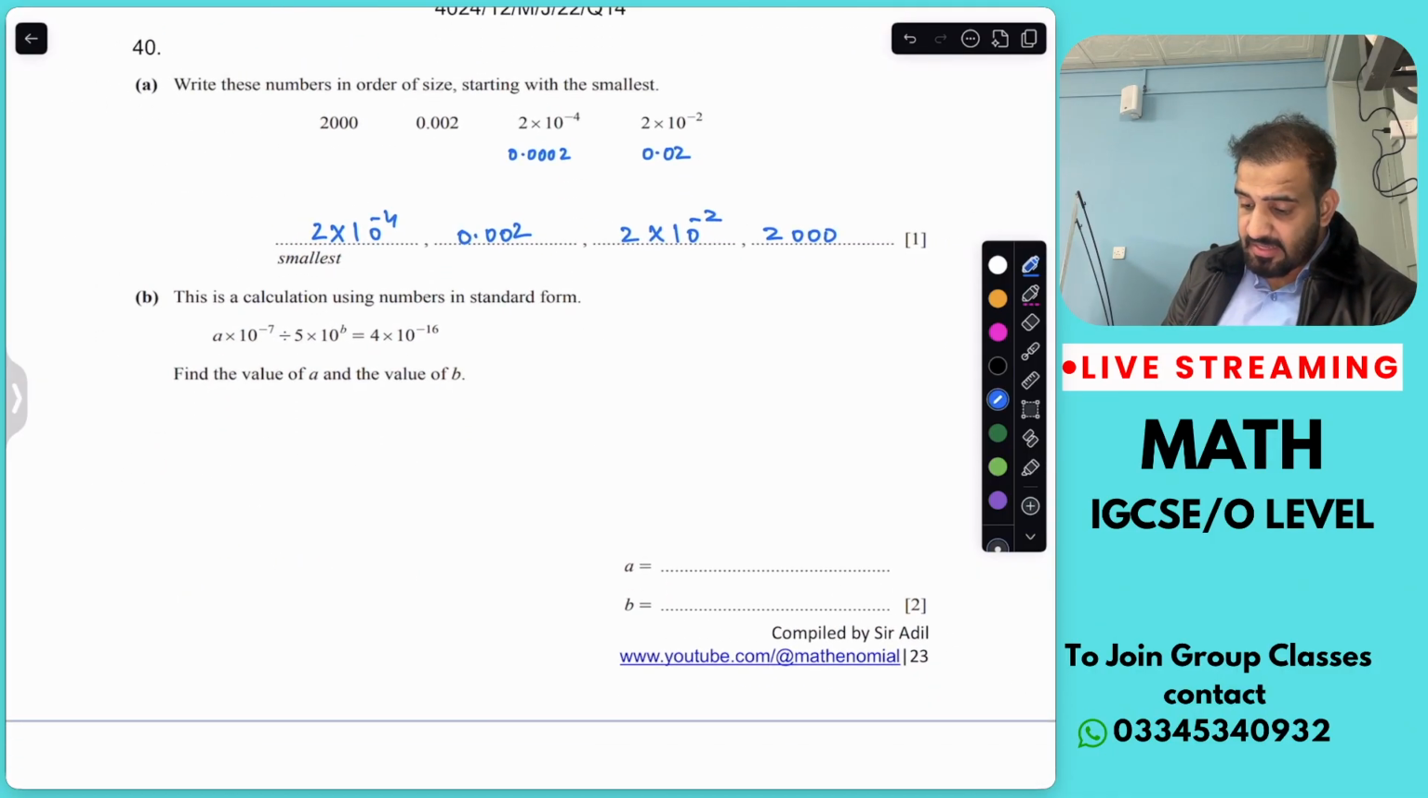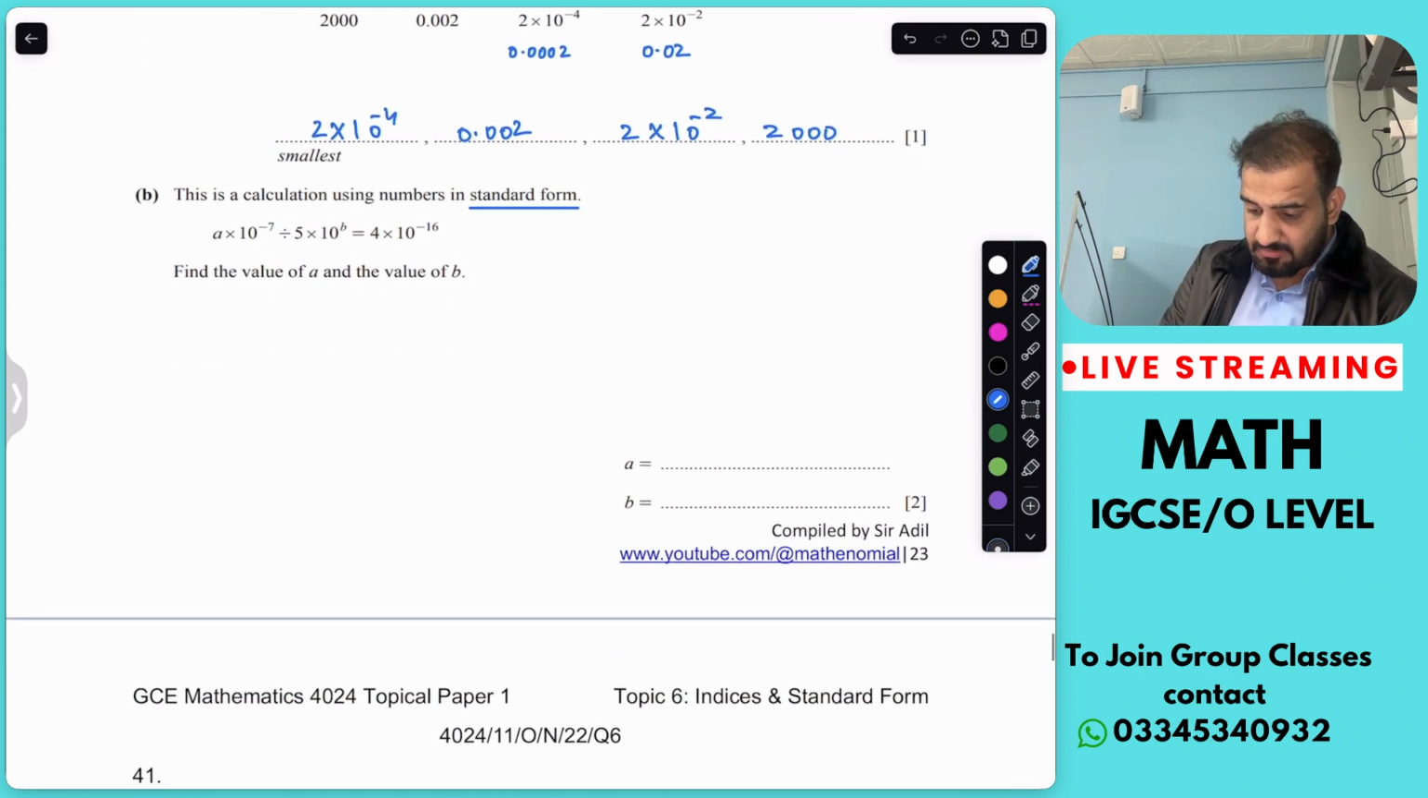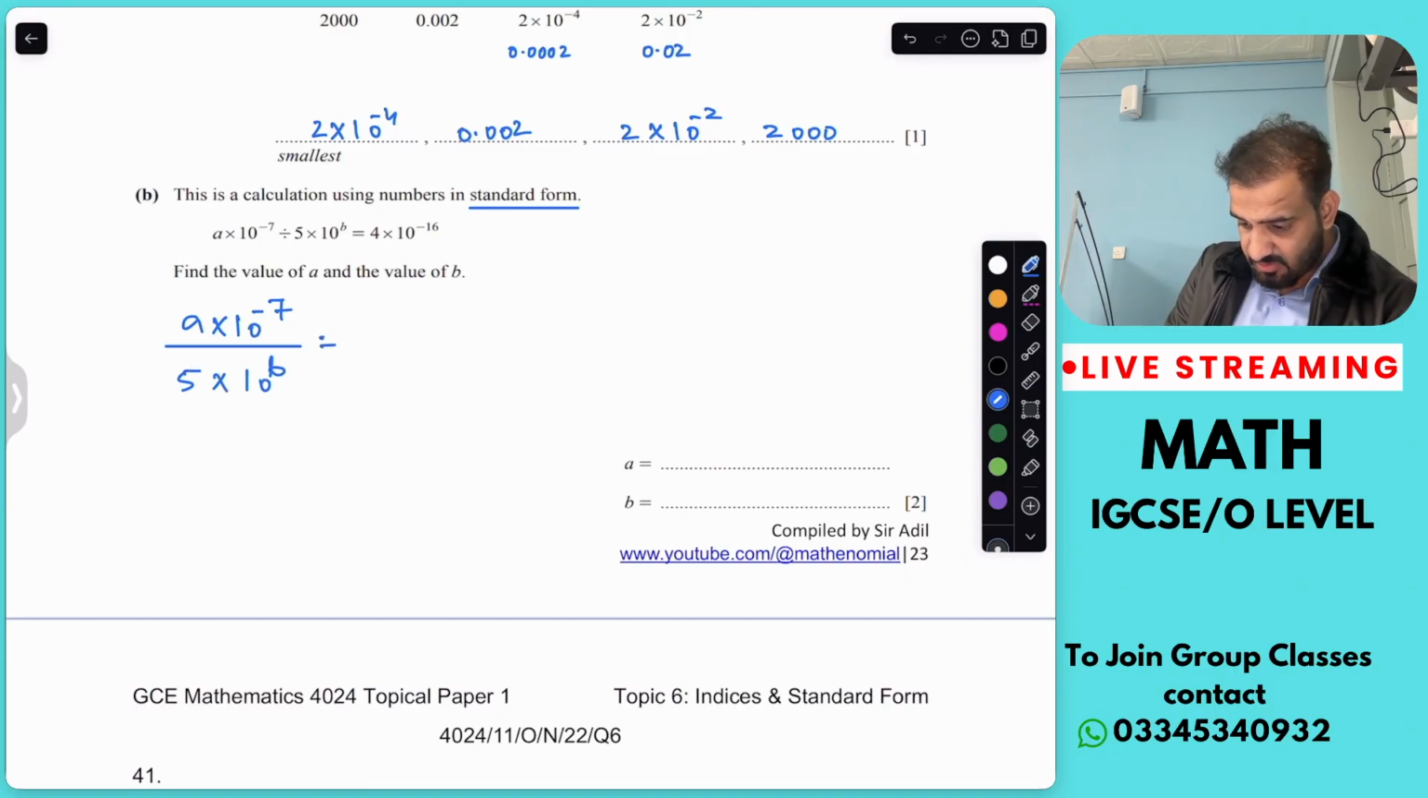This is a calculation using numbers in standard form. It is a very important question. Solve this for A and B. So first of all, you will write A times 10 raised to power -7 divided by 5 times 10 raised to power B is equal to 4 times 10 raised to power -16.